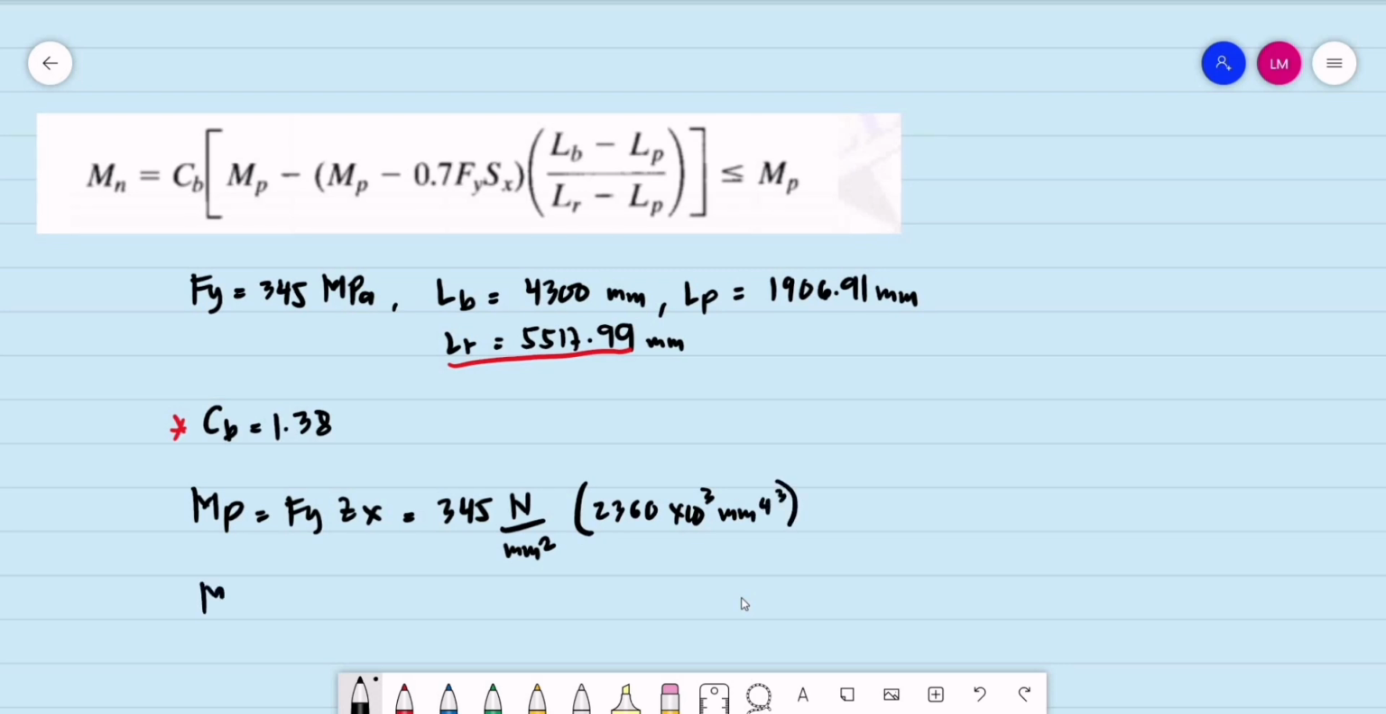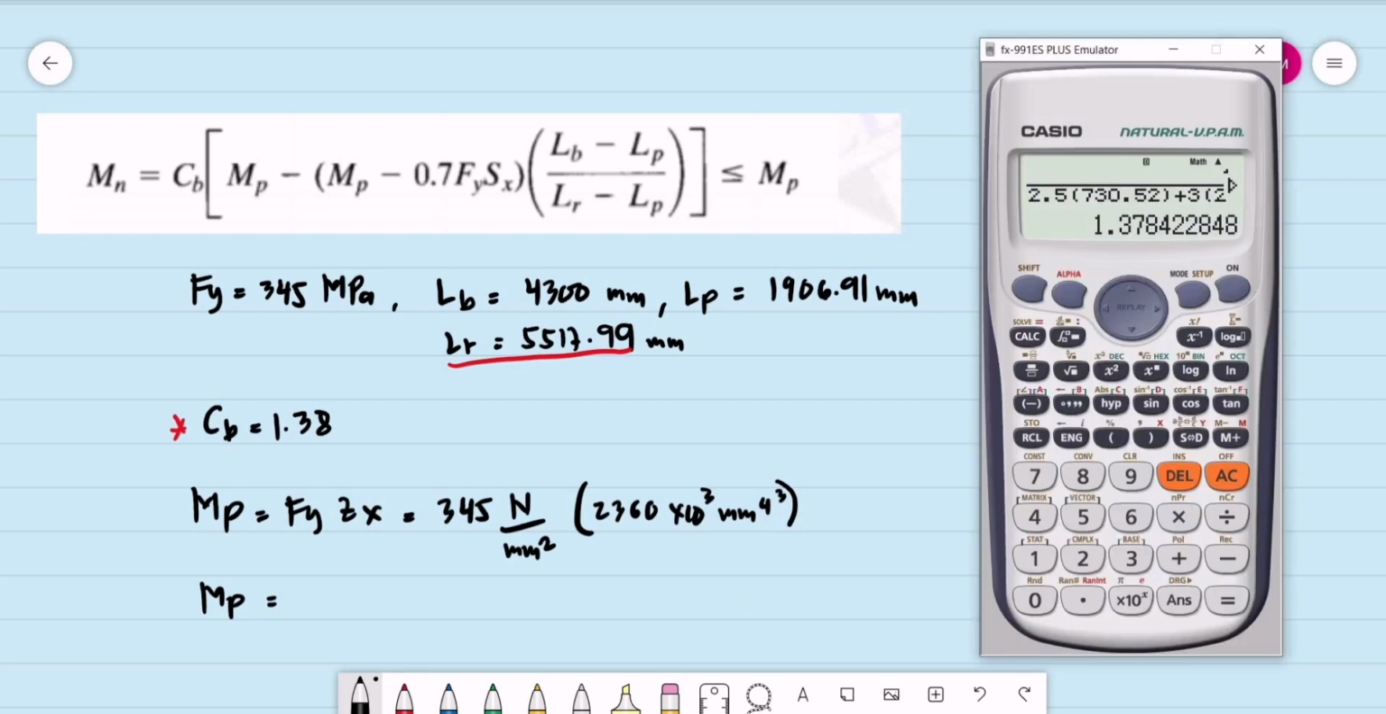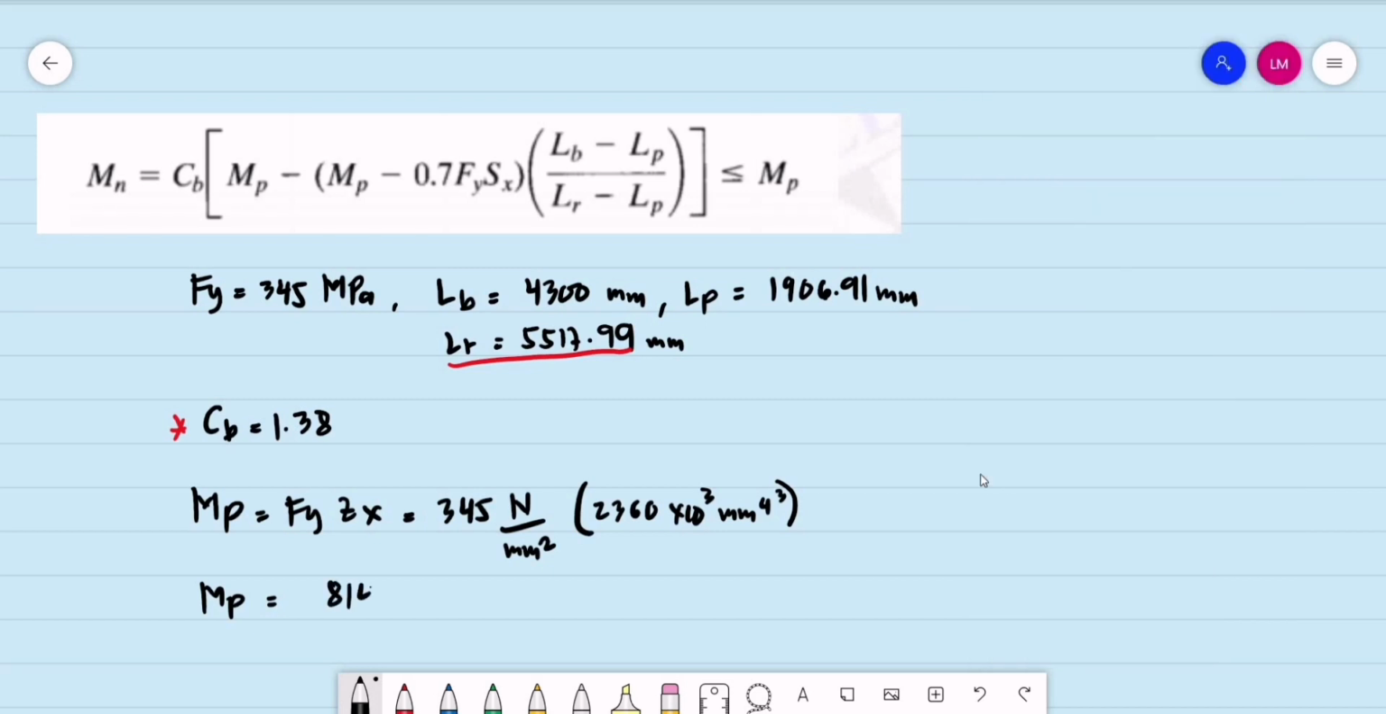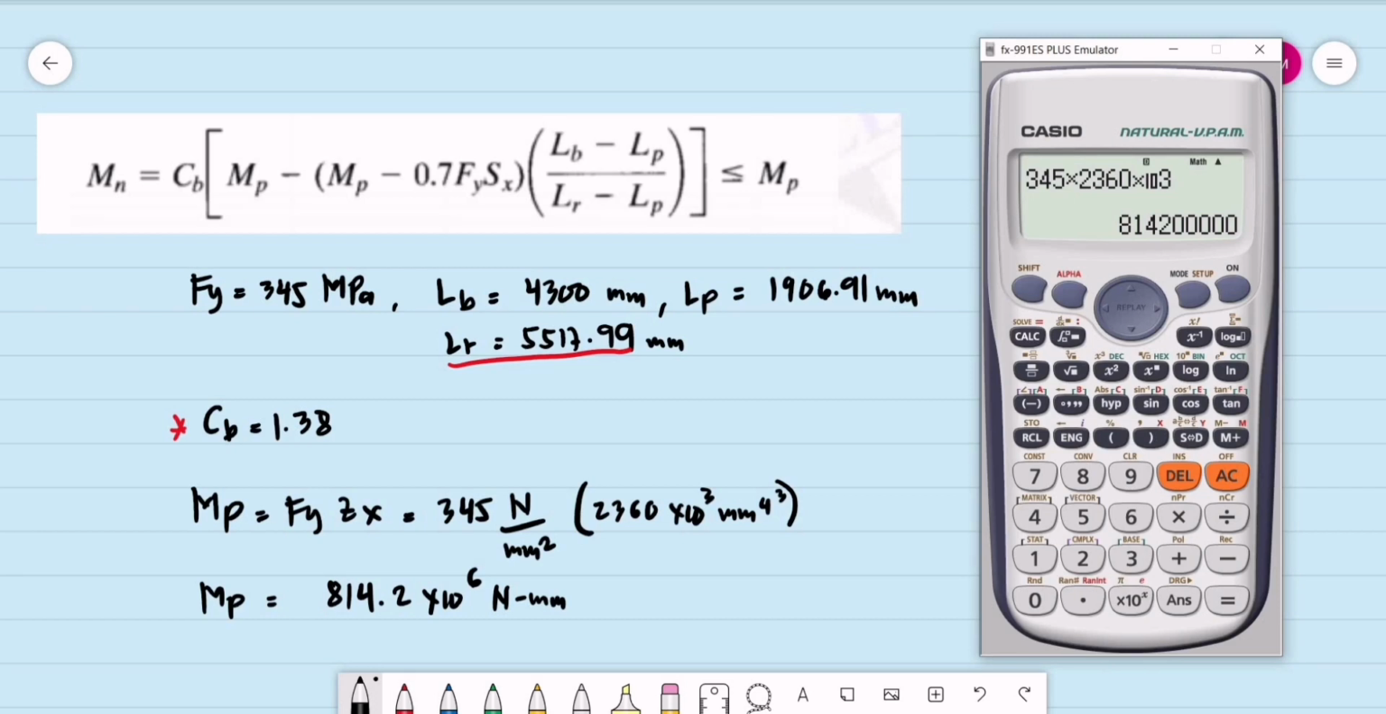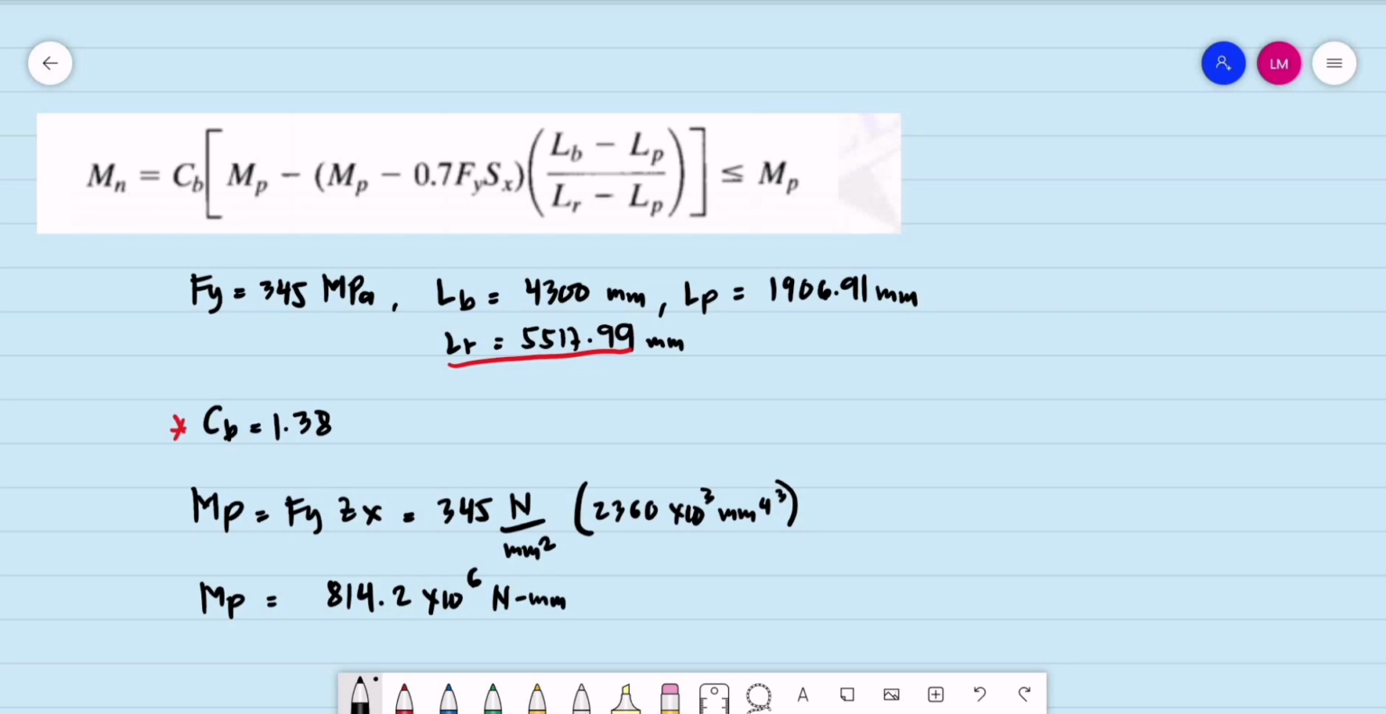So we have the value of our plastic moment now equal to 345 multiplied by 2,360 times 10 raised to 3. So let's say that is equal to 814.2 times 10 raised to 6 newton millimeter. It is 814 million. So 814.2 times 10 raised to 6 newton millimeter.